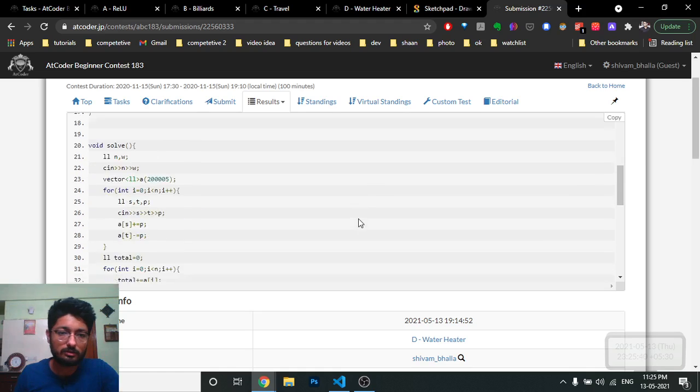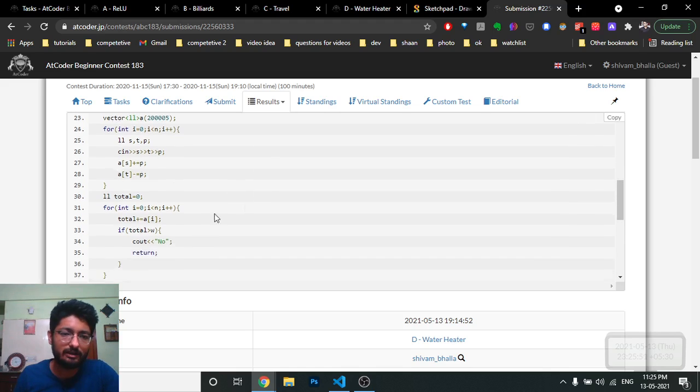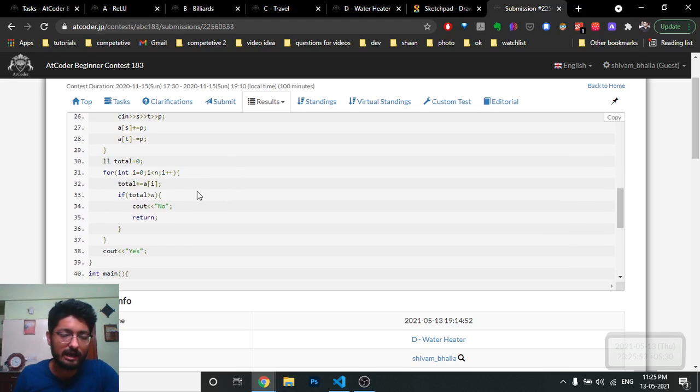You can just do the same thing: make a vector of that size, take the input of starting point, ending point and P, add P at the start, and minus P at the end. Then compute the running total over all the values. If at any point my total becomes greater than the supply, then the answer is no, because we cannot supply that person; else the answer is yes, because we can supply all the persons.